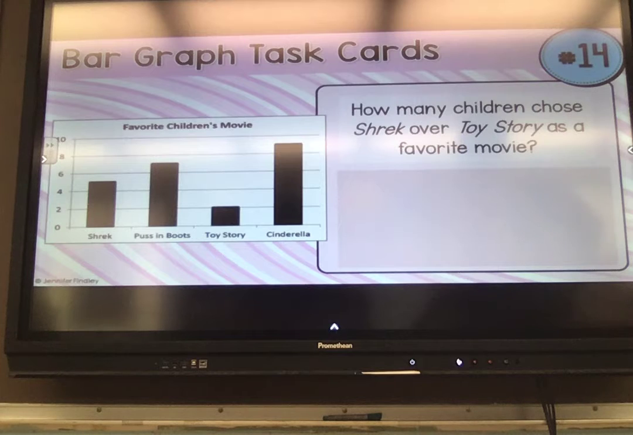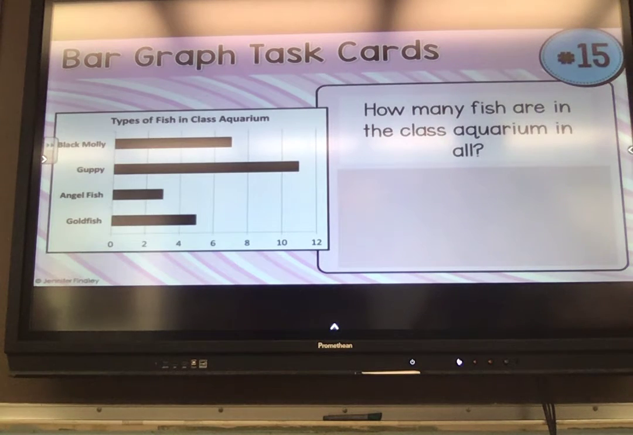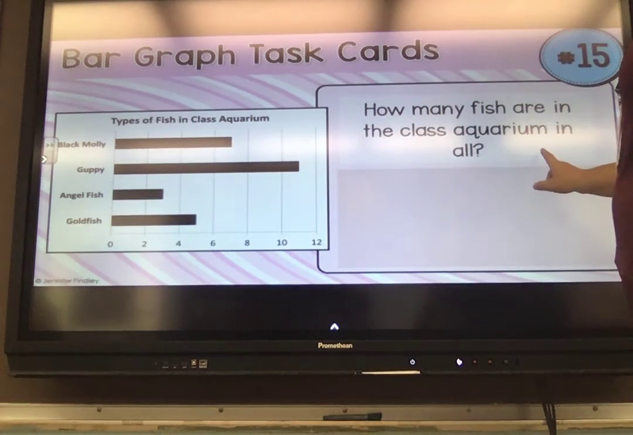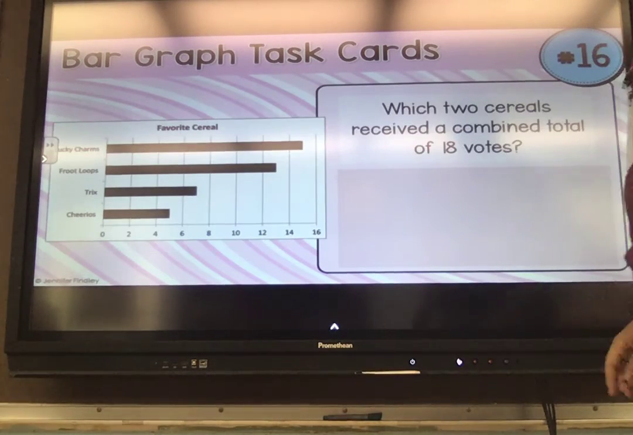14. How many children chose Shrek over Toy Story as a favorite movie? How many, we're comparing the 2. So again, that's a clue word for something. You want to know how they're different. 15, how many fish are in the class aquarium in all? So we're putting all of them together because they're all in the aquarium. So that's an addition problem.